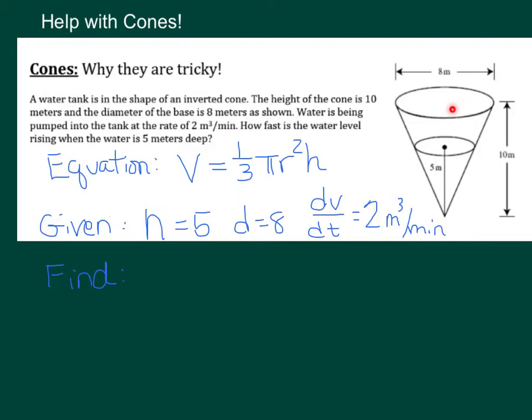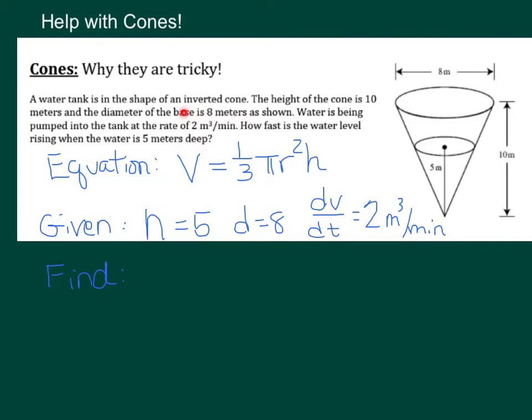So we know that it's being pumped in at 2 meters cubed per minute, and that would mean that our rate is definitely increasing. The rate is a positive thing, versus if it were leaking out, we would have it be negative. And the question that we're trying to answer is how fast is the water level rising when the water is at 5 meters?